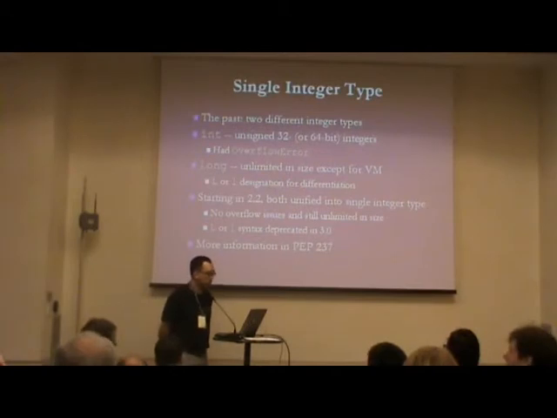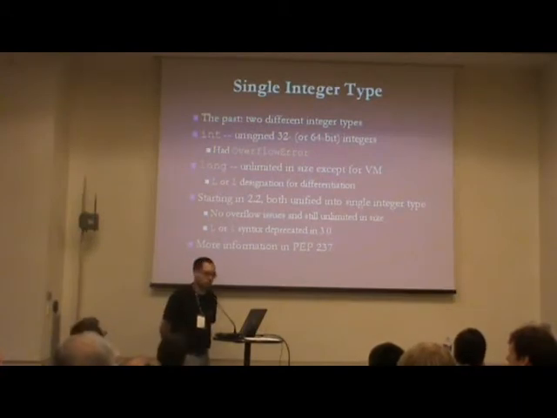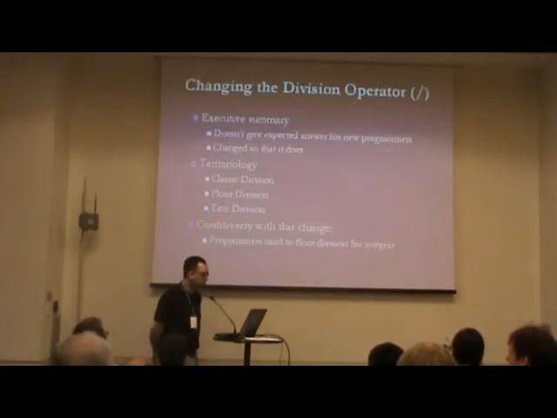There is no more long type, so you cannot use numbers with an L anymore in Python 3, and you'll get an error. You get a syntax error if you do that. Okay, no more overflows. If you have a regular int and you go over the size of 32 bits, it will automatically convert to a long that covers it. You don't have to worry about it.